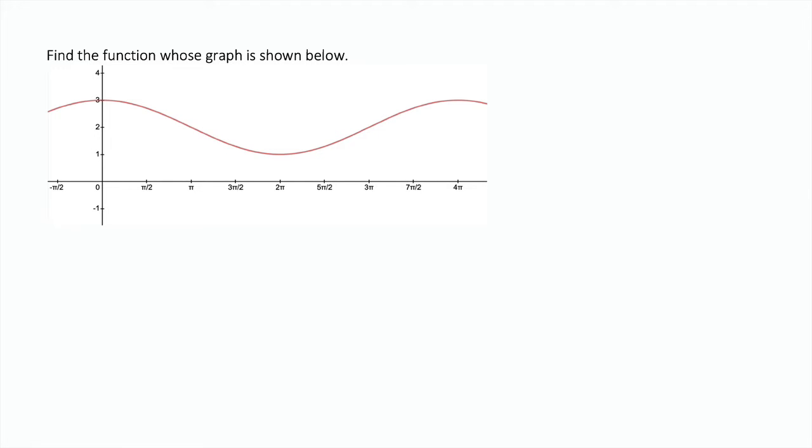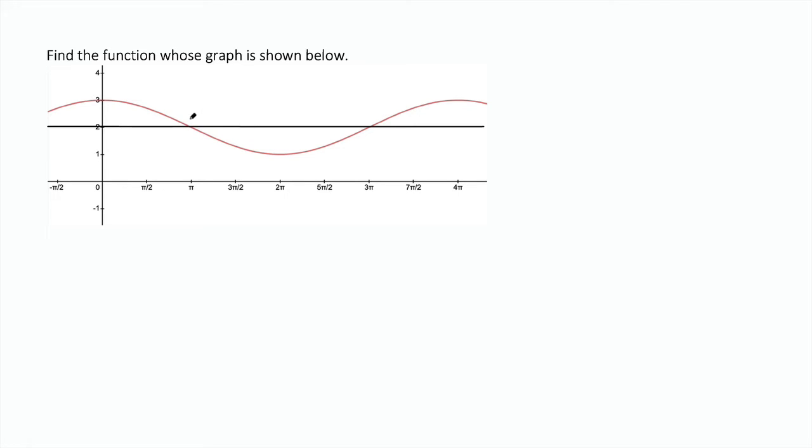Find the function whose graph is shown below. Looking at this, we see our midline is here at 2. And it's pretty easy to see the x-coordinate at 0, also on the midline.